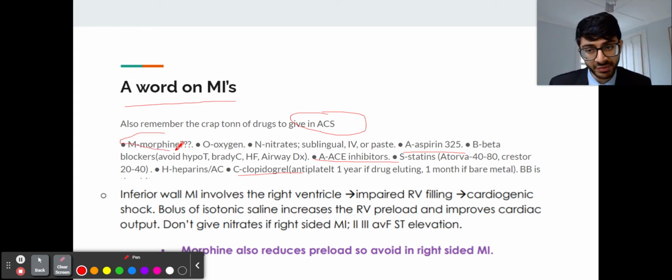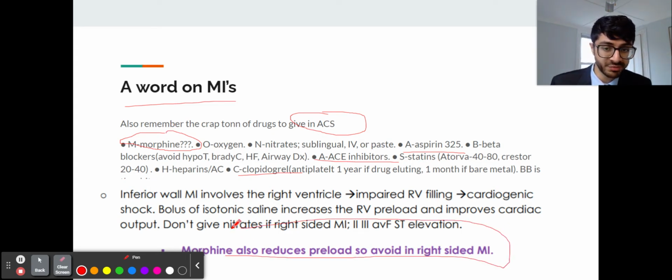Now morphine. We give it to stop the sympathetic activation and the pain that comes with the cardiac event. But do not give morphine in a right-sided MI, as it reduces preload. Do not give nitrates in a right-sided MI because these patients are preload dependent. You probably already know the mechanism. And the last thing is obviously do not give diuretics in a right-sided MI.